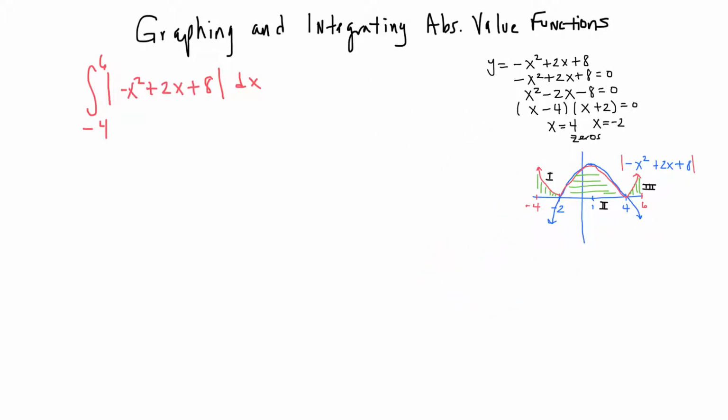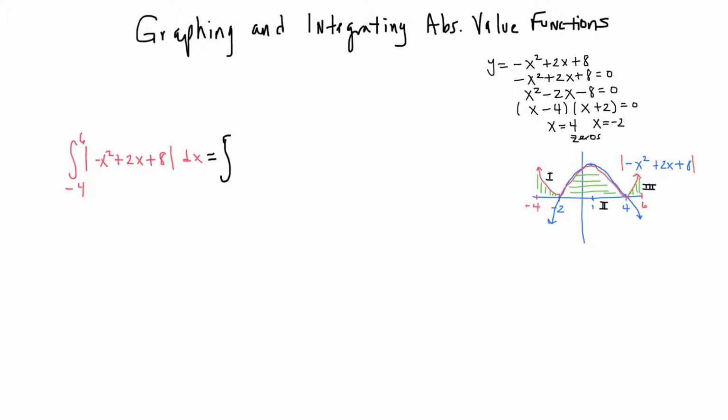I'm going to say that this original integral is equal to the integral from -4 to -2. And why did I break it up to -2? Because that's my first section, from -4 to -2. And what am I integrating on that interval? I'm integrating the red function. And how did I get the red function? Well, it's the opposite of the blue function that was below the x-axis. Okay? So what does that mean?